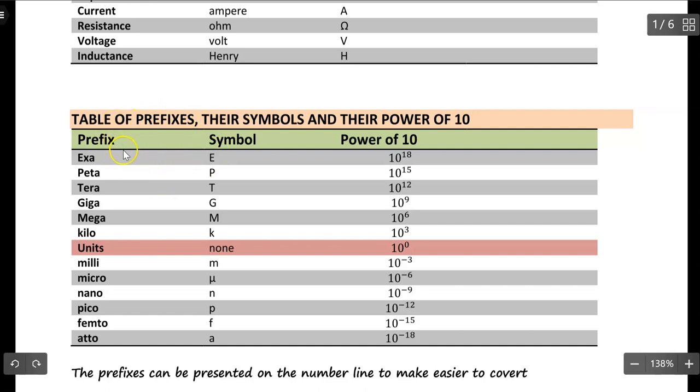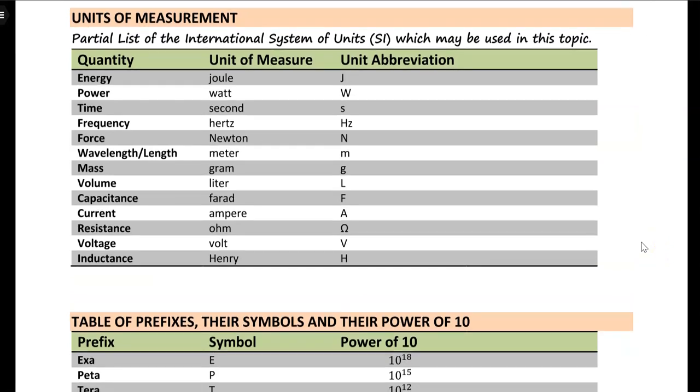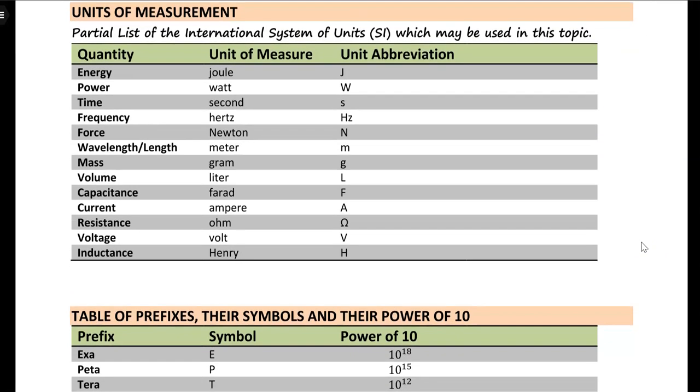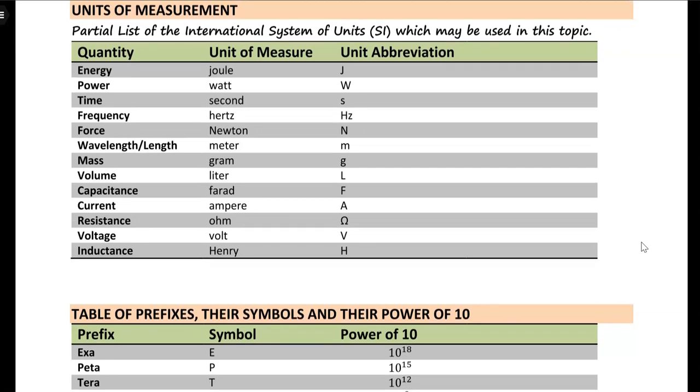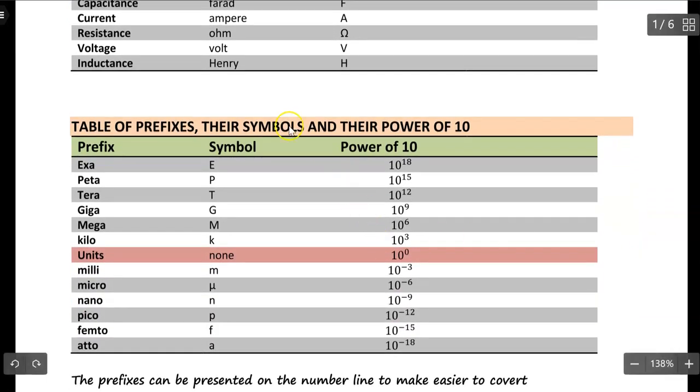It's called prefix for a reason. It needs to attach to a unit. Okay, it needs to attach to a unit of measure. And then we write that unit of measure as its abbreviation, right after our symbol for prefixes.